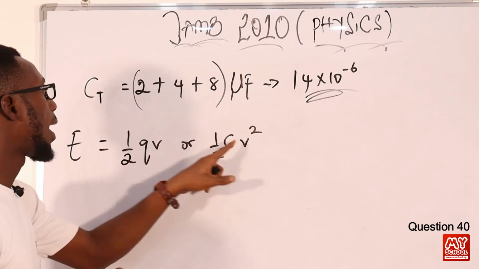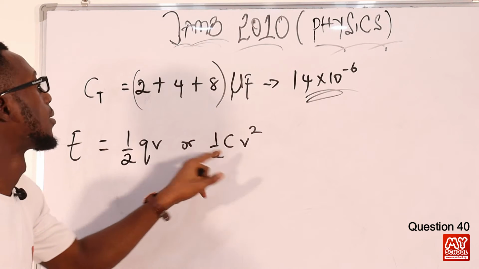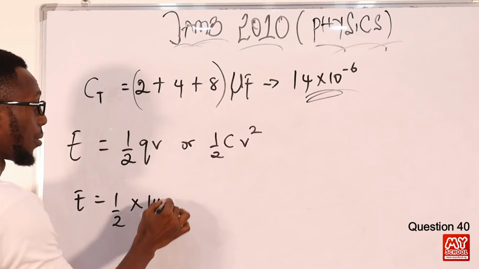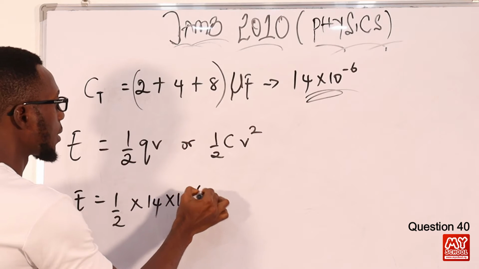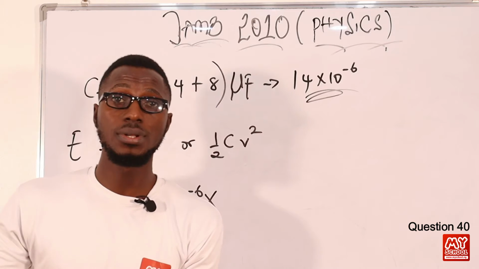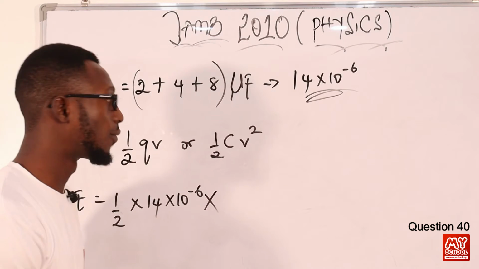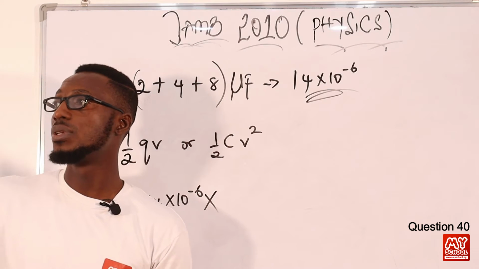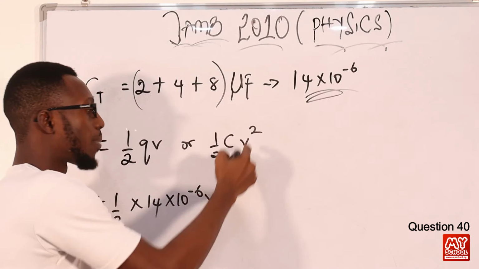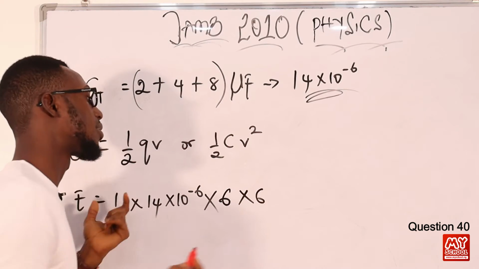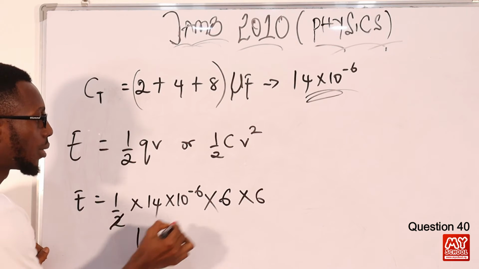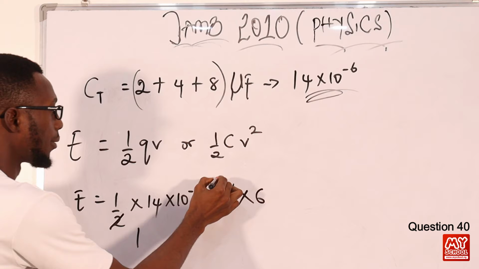All right, so I have this, right? So that will be half times 14 times 10 raised to the power minus 6 times my V, the voltage. Of course, it is the same thing, that is 6 volts, you can see from the question, and the PD of 6 volts is maintained across each capacitor. So it's just 6. So 6 raised to the power 2, that is 6 times 6, isn't it? So right there I can say 2 into 1, 2 into 3.